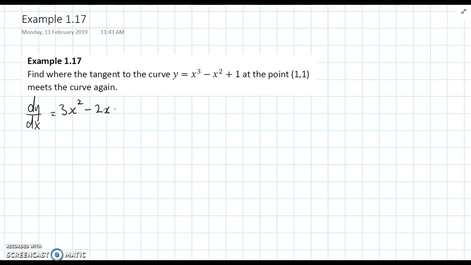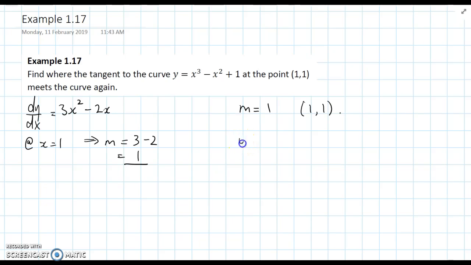Substituting the point into the equation of the derivative, we would have 3 take 2, which we know is equal to 1. So at this point we know that the slope is equal to 1 and we pass through the point 1, 1. What we want to be able to do firstly is find the equation of the tangent.